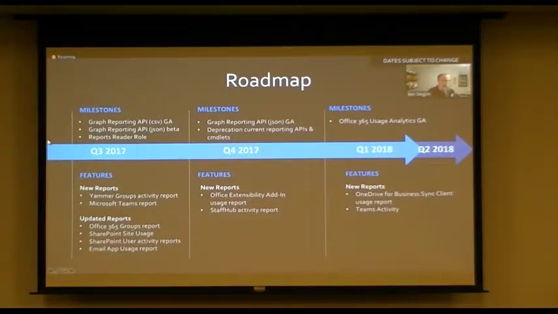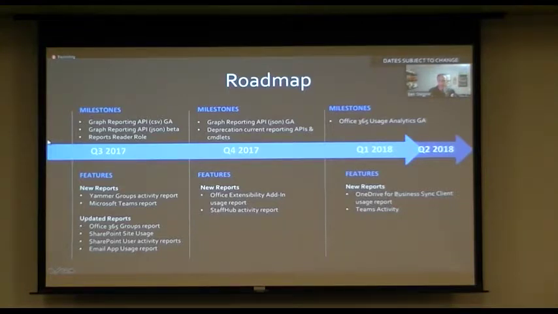Again, some of the groups report, the site usage, those reports are already out. They're available. You can go look at them. Coming this year, Staff Hub activity report. So just a few new reports, not a lot going on in Q4 of this year. But next year is when that usage analytics, the adoption content pack for Power BI is going to actually get GA. The name of it's going to change.